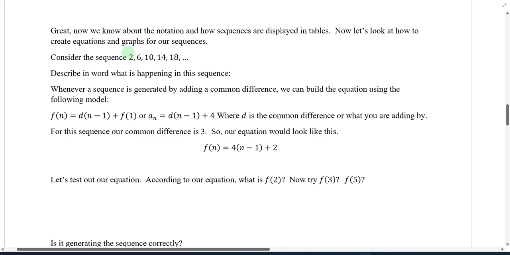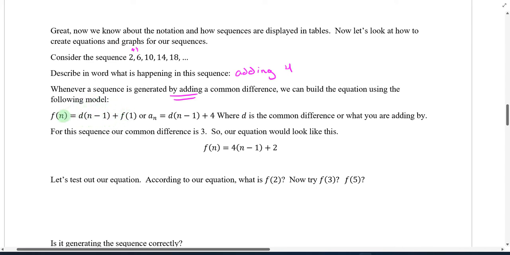So if I'm looking at this sequence, it looks like it is adding 4 each time, right? So we're adding 4. So 2 plus 4, if I add 4 here, 2 plus 4 is 6, 6 plus 4 is 10, 10 plus 4 is 14. So hopefully you see that pattern there, all right? Now, whenever a sequence is generated by adding, this is important. If it's going up and down by adding or subtracting what we would call a common difference, right? So if every single time it's adding by the same number, then we can build the equation using this model.